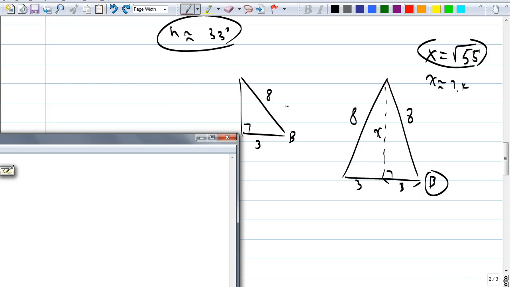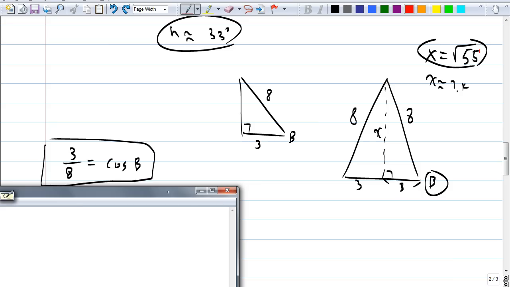How would you find the angle of B? Okay, let me help you. We know that this 8 is the hypotenuse, right? We know that 3 is the adjacent side of this angle B. So do you know anything about the adjacent and the hypotenuse of a right triangle? Yeah, 3 over 8 is equal to what? Which ratio does it describe? Adjacent over hypotenuse. Cosine of angle B. Isn't that what we get?